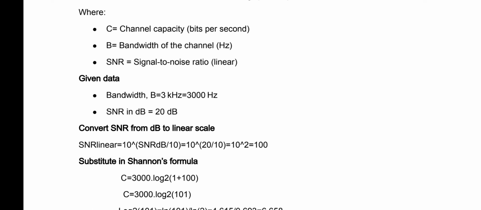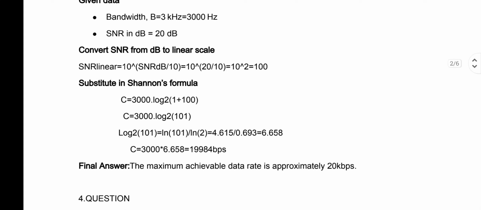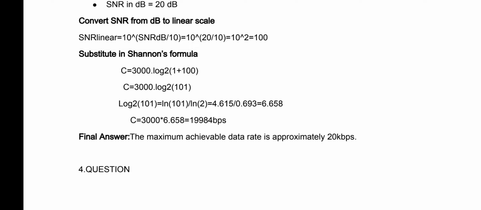Given bandwidth B equal to 3 kHz and SNR in decibels is 20 dB. Converting SNR from decibels to linear scale, it is 100. Substituting in Shannon's formula, we get C equals 19,984 bps, and the maximum achievable data rate is approximately 20 kbps.